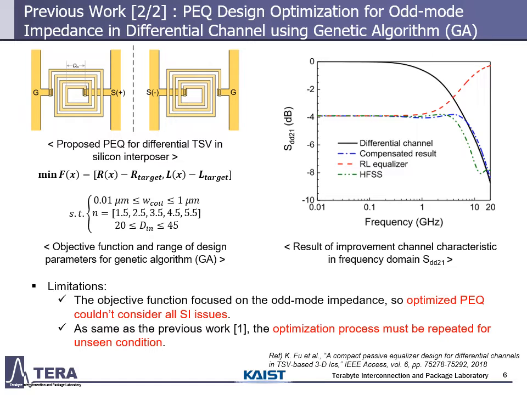Second is also about the passive equalizer optimization method. The author, Kai-Fu, optimized the parameters of the passive equalizer for the odd mode impedance by using a genetic algorithm. So they could flatten the differential insertion loss of the channel as shown in the right figure. However, their objective function couldn't consider all signal integrity effects. And as with the first previous work, they should repeat the optimization using the genetic algorithm for unseen channel dimensions. So a reusable and flexible optimization method for unseen or changed channel dimensions is necessary for reducing time consumed and achieving high performance.